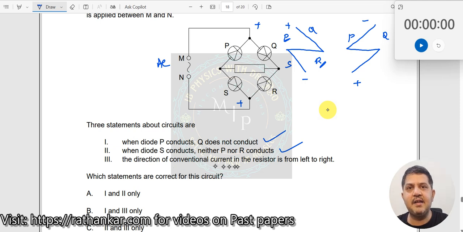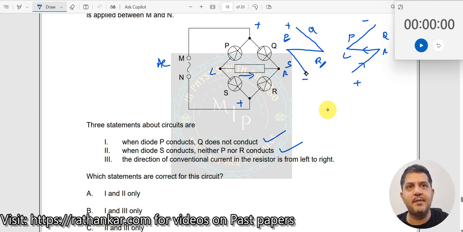The direction of the conventional current in the resistor is from left to right. In the resistor, what happens is from left to right. Left is here, right is here. It says that it should go like this. But in both cases, what's happening? The current goes this way, from right to left.